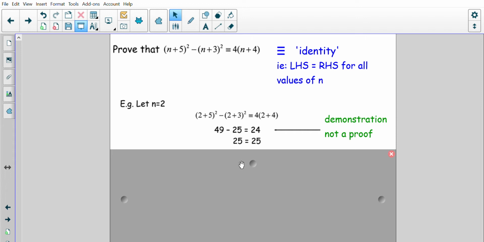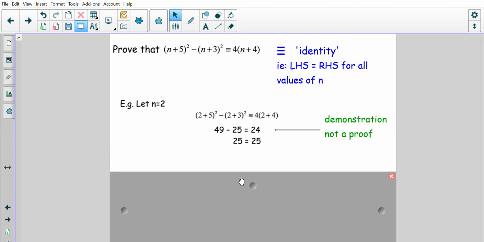However, all we've done here is demonstrated that it is true for n equals 2. We've not proved it's true for all values of n. In order to do this, we need to use algebra.